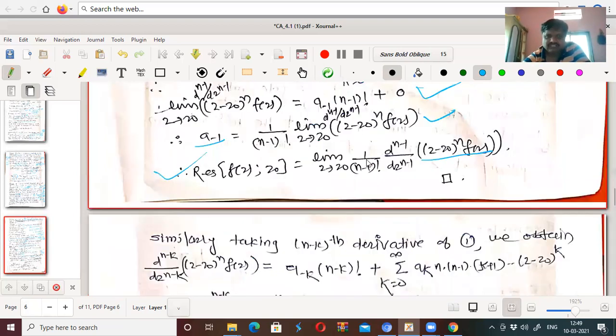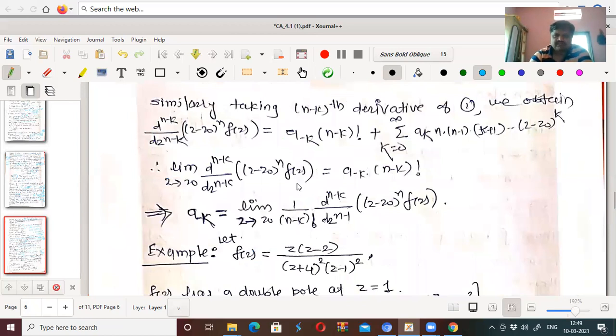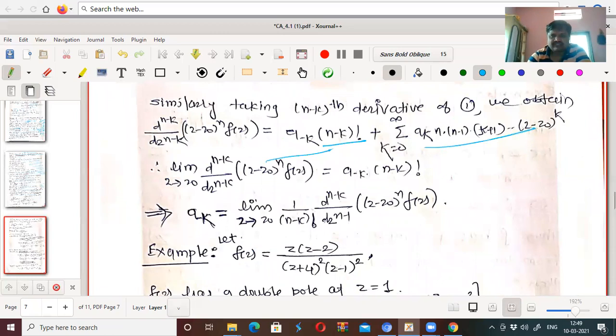It's a derivative n minus k we have taken. So that becomes a minus k into n minus k factorial, obviously. The remaining terms contain some powers of z minus z0. So as z tends to z0, these terms vanish because in every term there is a z minus z0 factor. So it will be 0 and therefore you will get a minus k into n minus k factorial. So its derivative becomes 0. There will be terms having z minus z0 to the power k plus 1, not k.